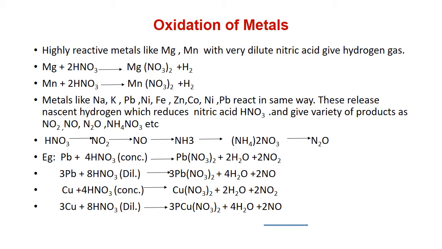So lead and copper in concentrated conditions produce NO2 gas as the main byproduct, while with dilute nitric acid, these produce nitric oxide NO. All other metals also react in the same way, and we can write the equation by replacing Pb or copper with these elements, nickel, iron, cobalt, etc.